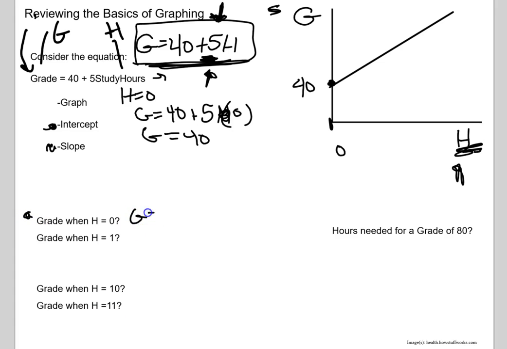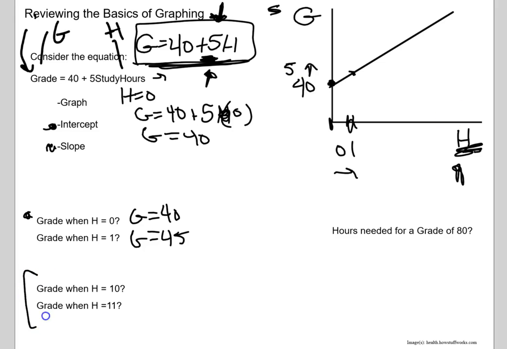Your grade equals 40. And if you verify for yourself that when h takes on a value of 1, g is going to have a value of 45, right? What's that saying? That's saying that going from 0 to 1 hours of studying, or said differently, for your first hour of studying, what happens to your grade? Your grade goes up by 5 points.